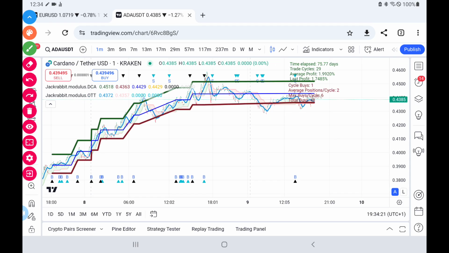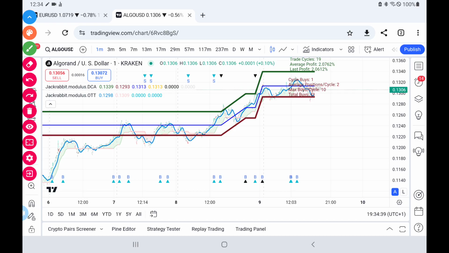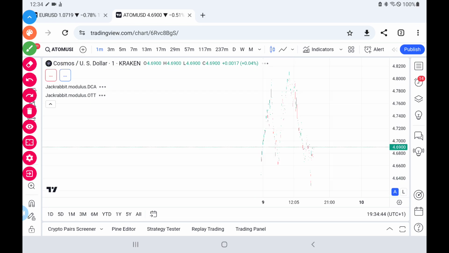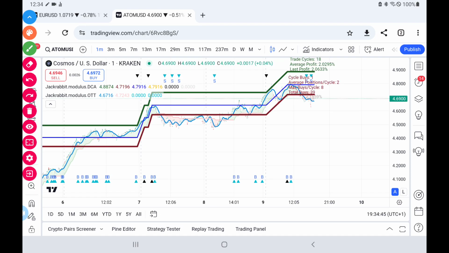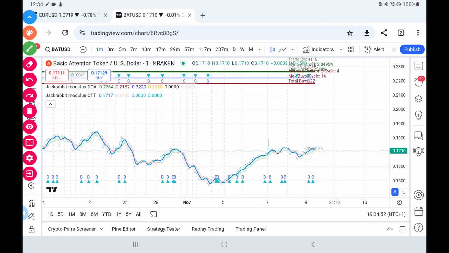So now we have the USDT version of ADA, and you can see a trade cycle count of 29 with a maximum purchase of 6. But let's keep going. 19 trade cycles, 18 trade cycles, and some of these assets are incredibly difficult.